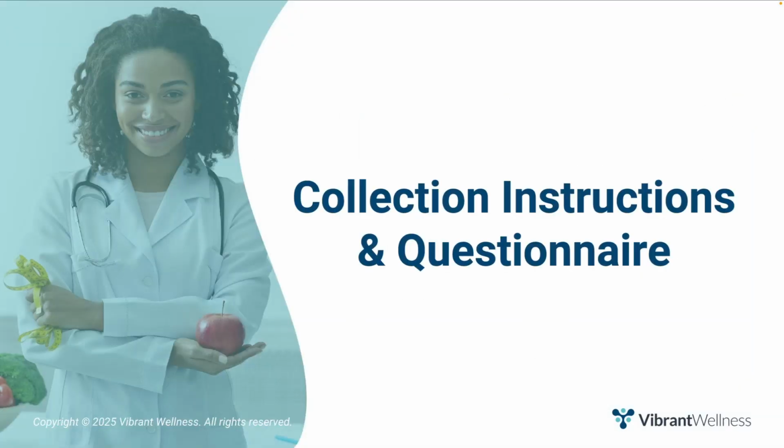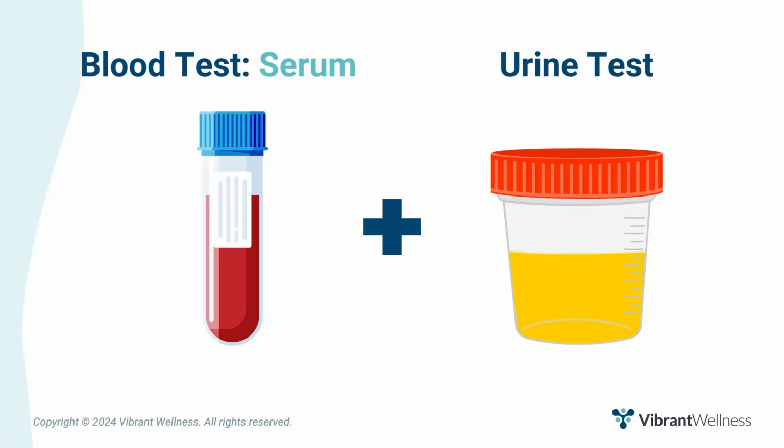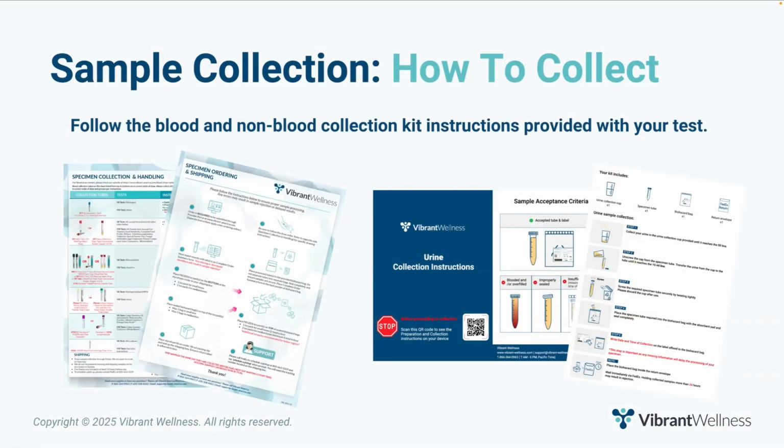Next, let's review the collection instructions and questionnaire data. The CardioZoomer requires 5 blood tubes, which includes 2 SST tubes, 1 lithium heparin tube, 1 EDTA tube, and 1 sodium citrate tube, along with 1 urine tube. Thus, the CardioZoomer requires 2 sample types, serum, aka blood collected via venipuncture, and urine. Patients follow the blood and urine collection kit instructions provided with their test kit.